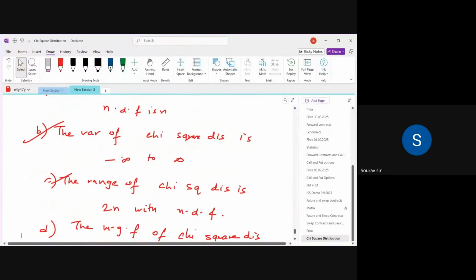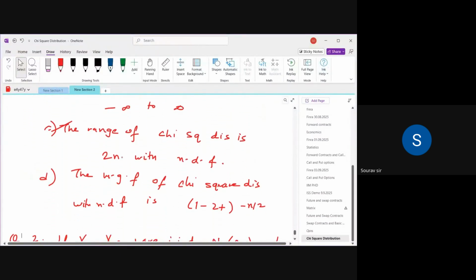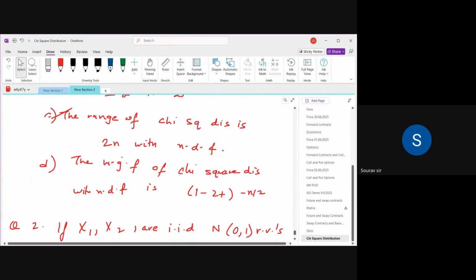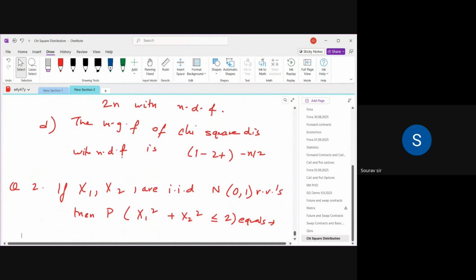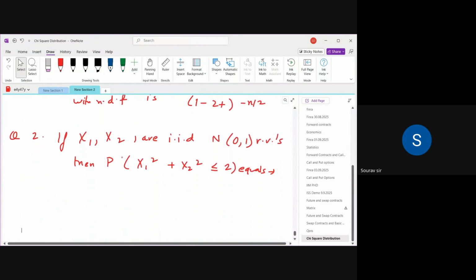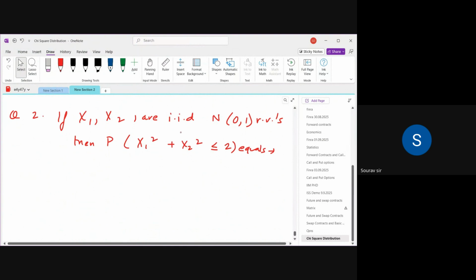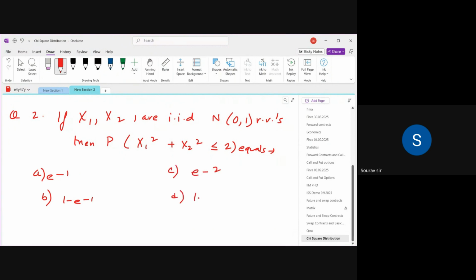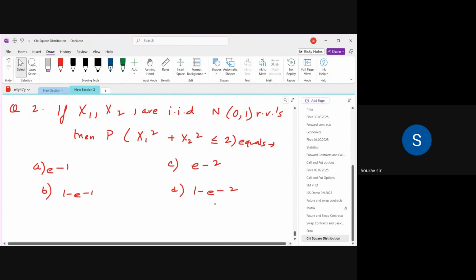Anyone? Any more questions? Okay, next one. If x1, x2 are identically and independently distributed, then p of x1 plus x2 less than 2 equals what? A, e to the power minus 1; B, 1 minus e to the power minus 1; C, e to the power minus 2; and D, 1 minus e to the power minus 2. Then, which one will be the answer?